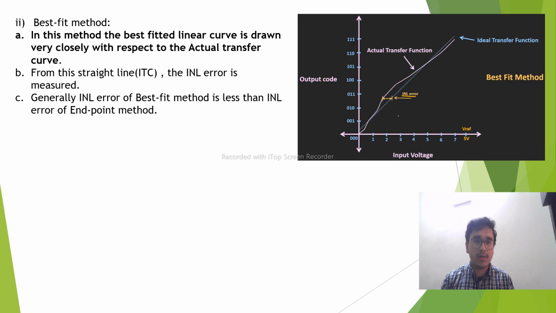So from this, the INL error can be calculated from both of them. You can see the difference between the actual transfer curve and the ideal transfer curve. It is the best method, so that you can get a more accurate error, so that we can keep designing a better performing ADC, right?